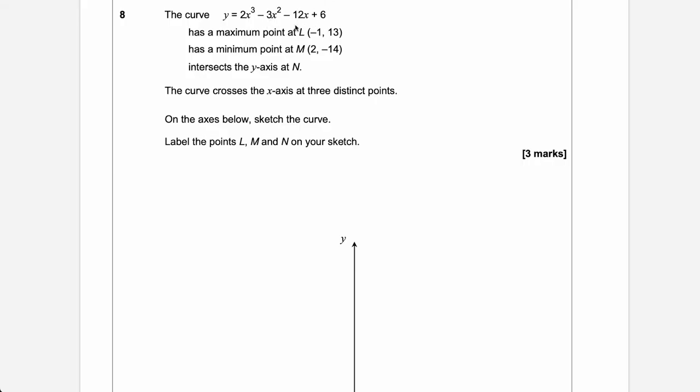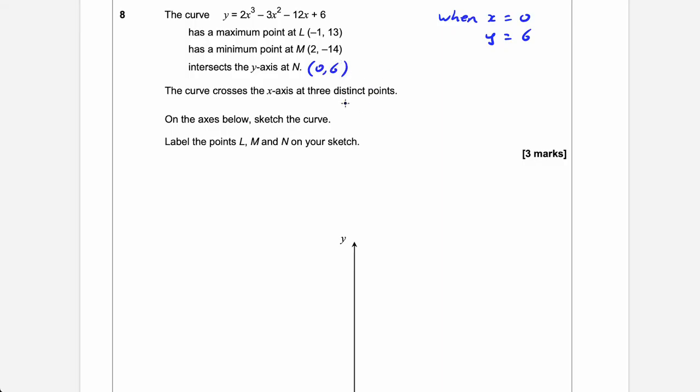Question 8. The curve y equals this has a maximum at minus 1, 13 and a minimum at 2, minus 14. It intersects the y-axis at N. There's 3 x-intercepts. Draw the curve and label your sketch. Okay, so we don't need the x-intercepts because it didn't tell us we had to label them. What we do need is the y-intercept, and the y-intercept is when x equals 0. When x equals 0, these all just become 0, 0, 0, and you're just left with 6. So y is equal to 6, so that means N is 0, 6.